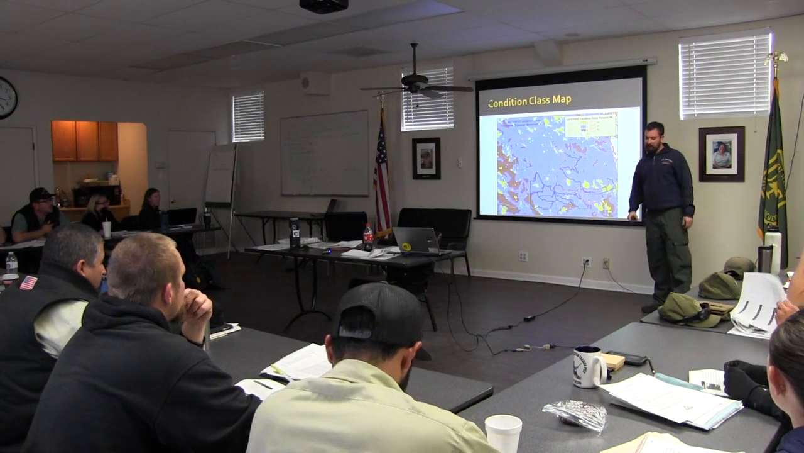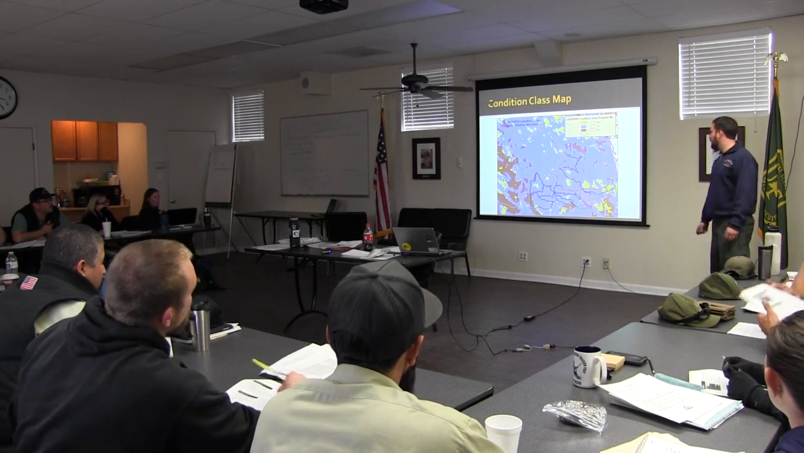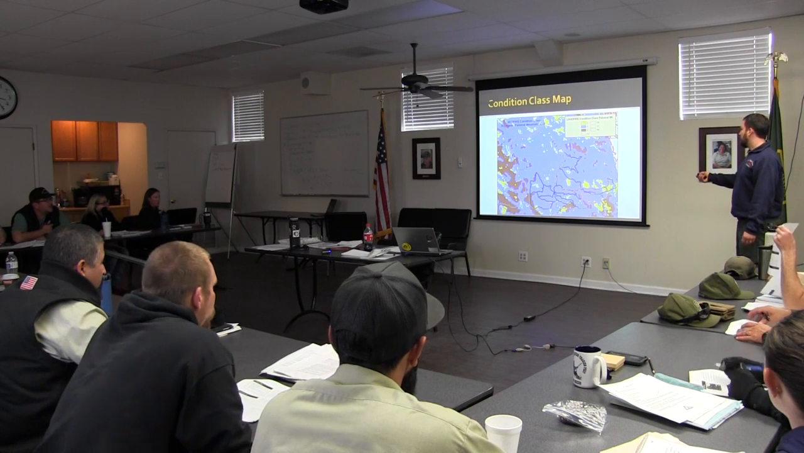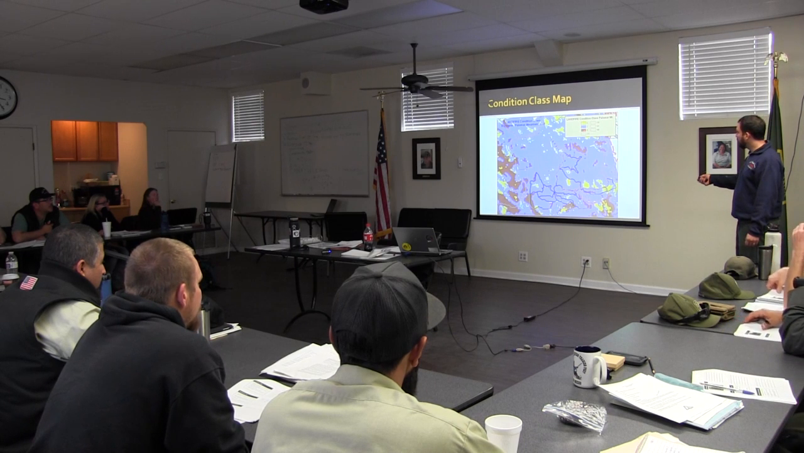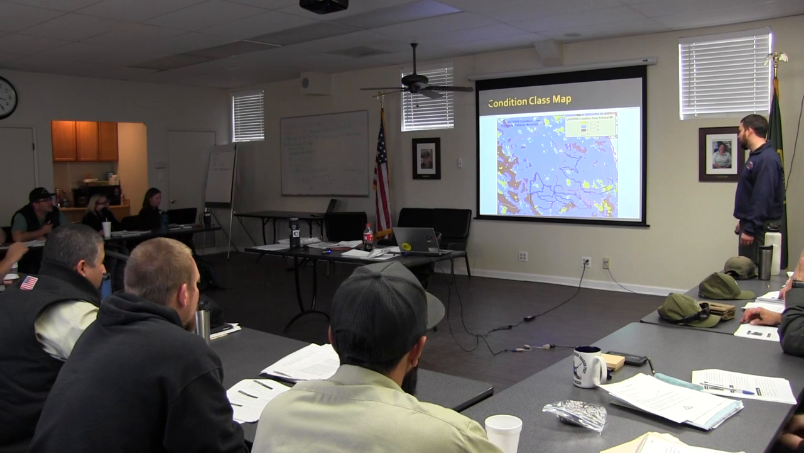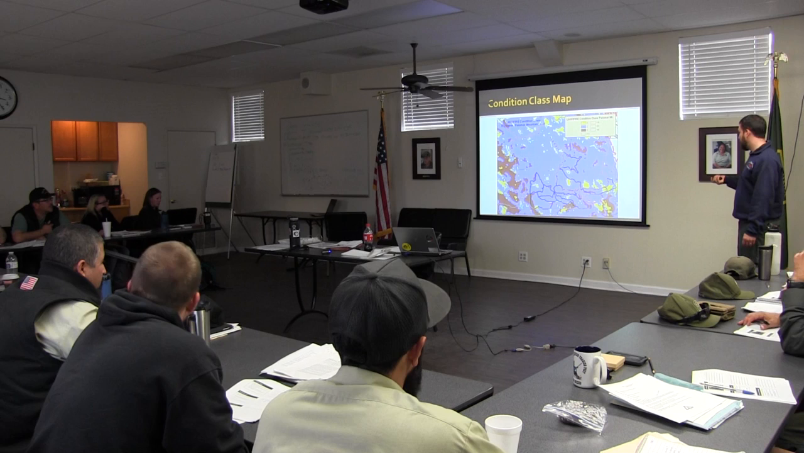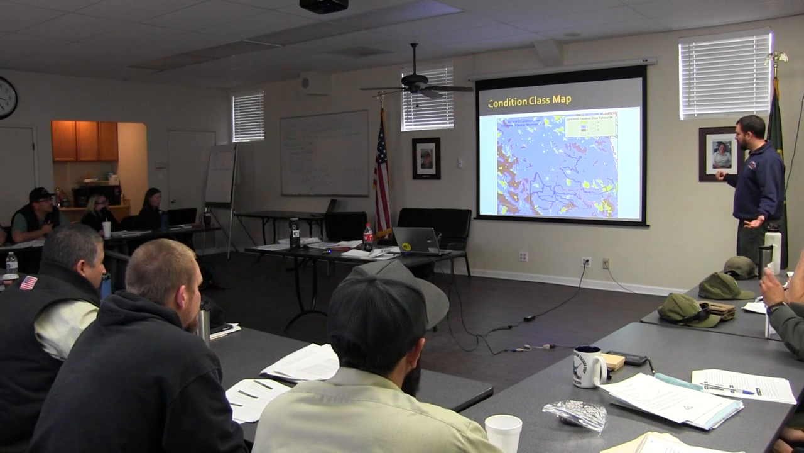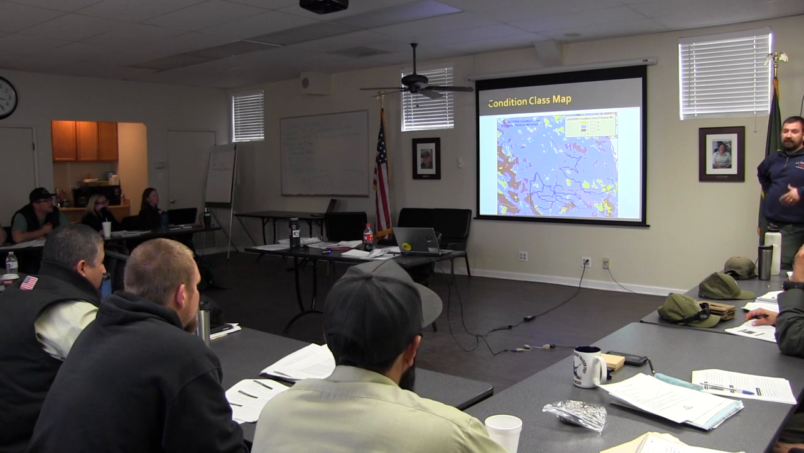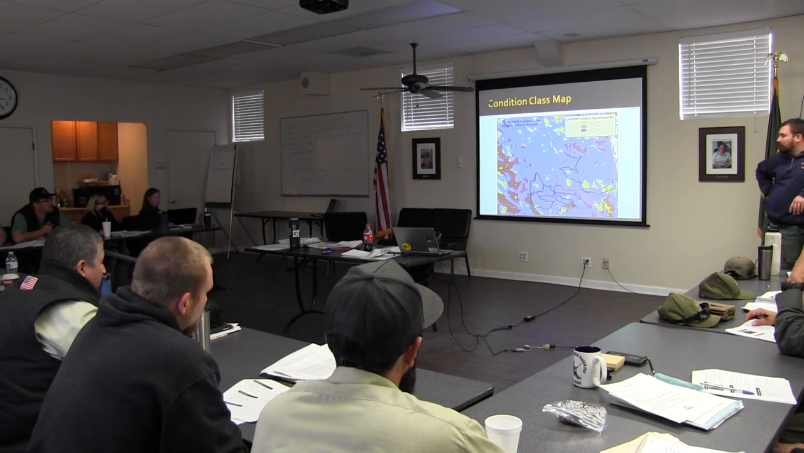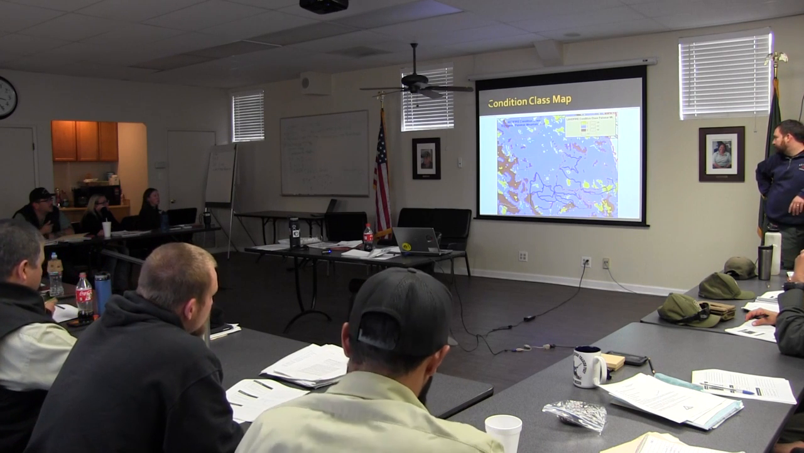This is a condition class map of Palomar. I'm actually going to hand one out later. Condition class 1 is yellow, condition class 2 is blue, and condition class 3 is maroon, brown, whatever. So what is the condition class generally of Palomar Mountain? This is from LANDFIRE data, by the way. So primarily in 2. What's that tell you about Palomar Mountain?